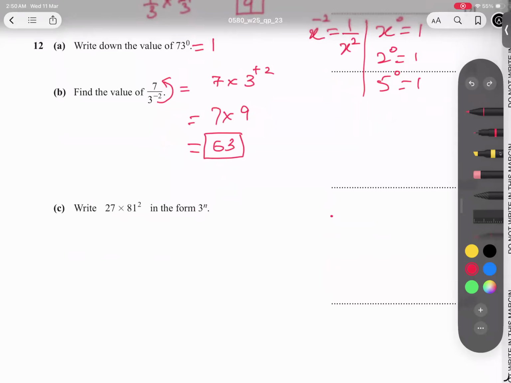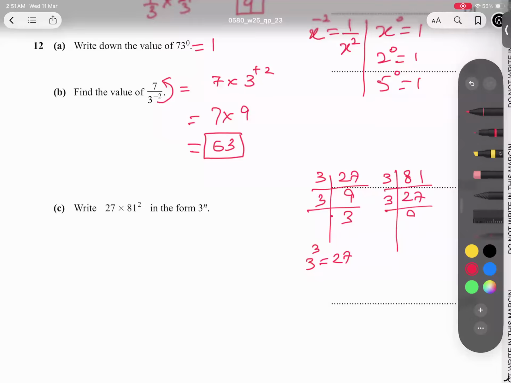C part of the indices question, he's asking to write the whole thing in the form of 3. Can you see the base is 3? So we have to convert both bases. 27, how to convert 27? 3 nines, 3 threes. So how many 3s? 3 to power 3 is 27. What about 81? 3 twenty-sevens, 3 nines, 3 threes. So 3 to the power 4 is equal to 81.